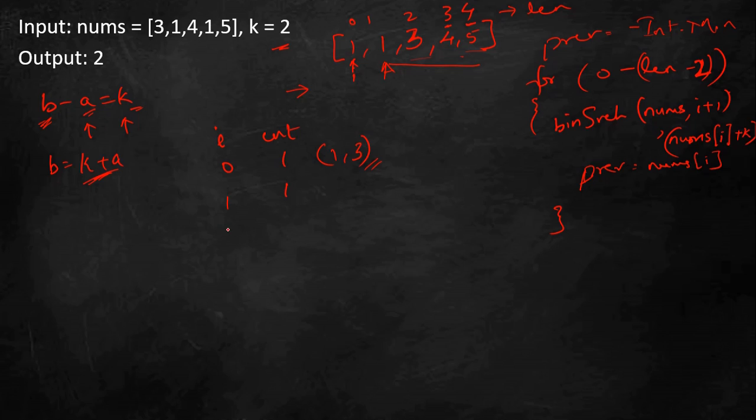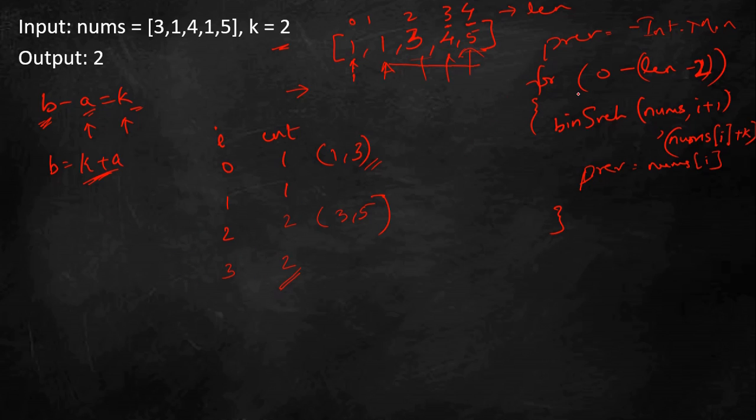Then my i will go to the next index, 3. 3 plus 2 is 5, so 5 is present here. Binary search will give me the value 5 here. So this is a valid pair, my count increases, and this will be 3 comma 5. Then my i goes to this index 4. 4 plus 2 is 6. 6 does not exist, so the count will remain 2, and then it will come out of the loop. So the output will be 2.